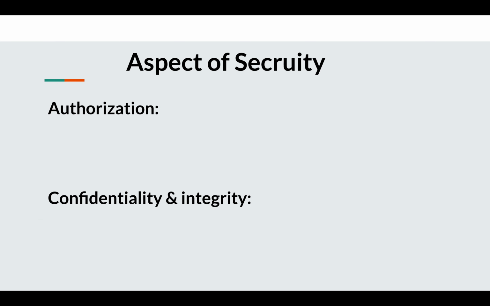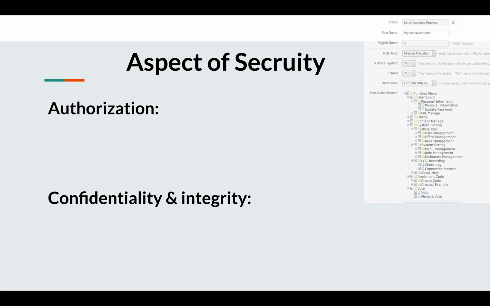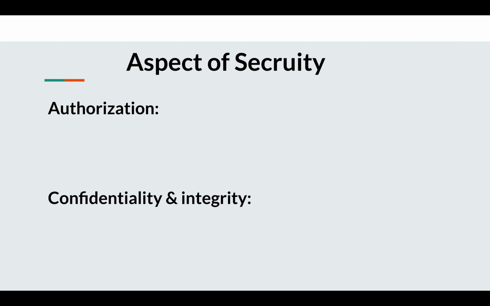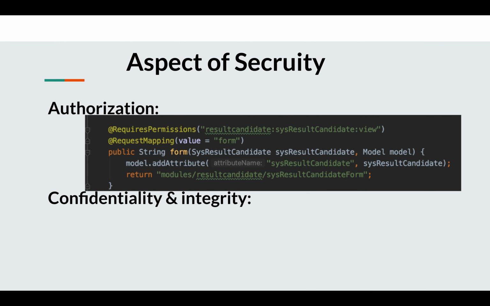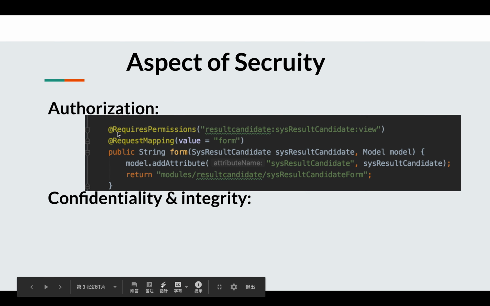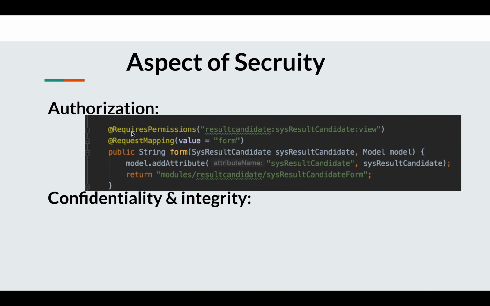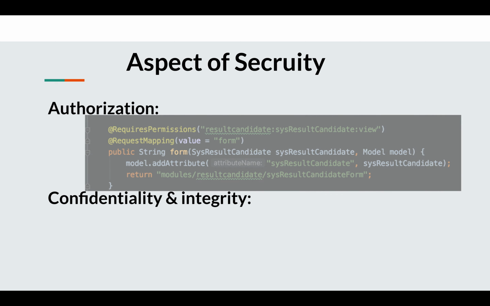In terms of association, as the picture shows, there are trees which offer opportunities to allocate permissions to each role and each function. And in the code, there is a annotation named requires permission to judge if this user has permissions to use these functions or not.